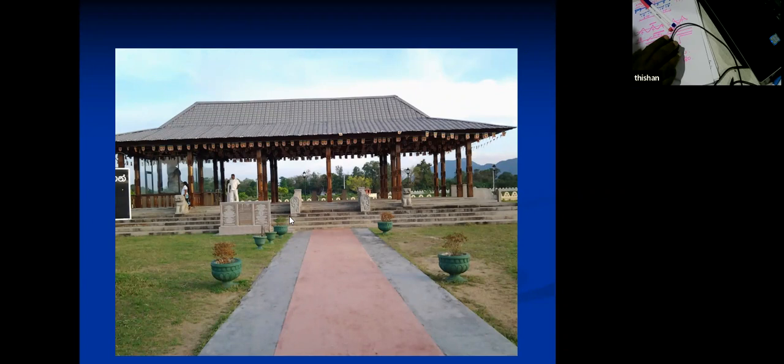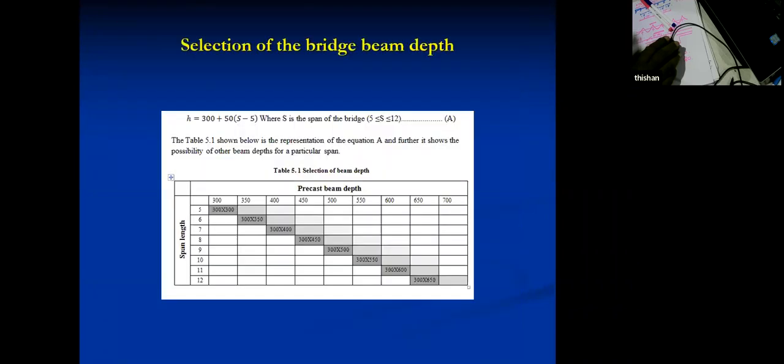But the most important thing is it's a reinforced concrete bridge, which was designed to carry a load of 10 kilonewtons per meter squared. But I think I have checked it for 25 units of HB as well. So based on all these things, we did a study.